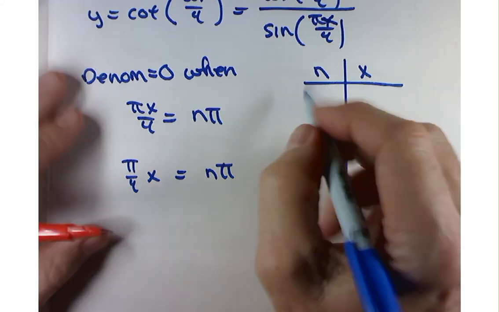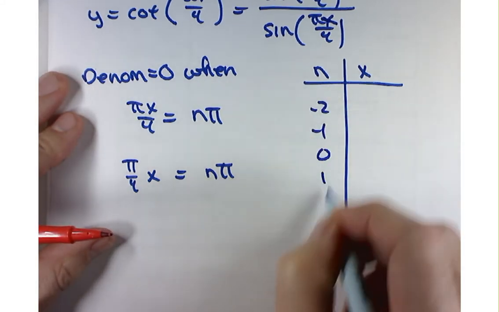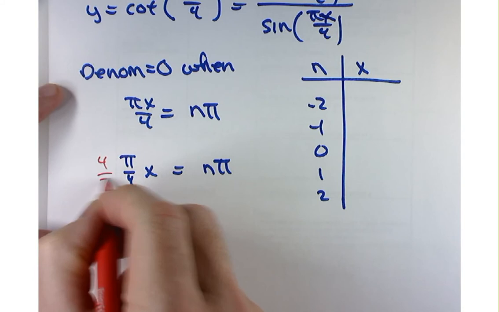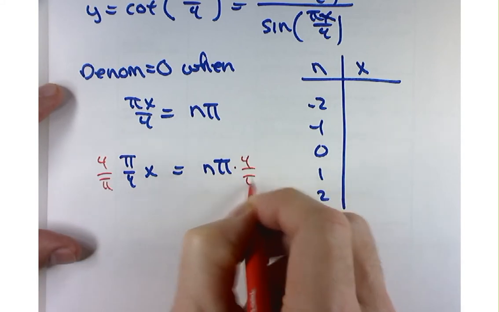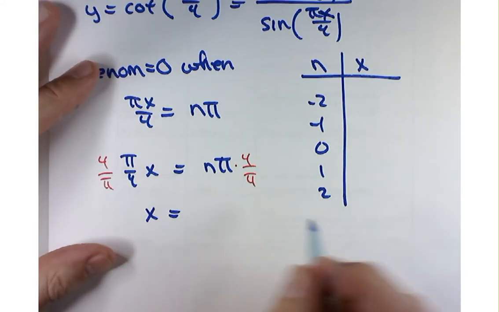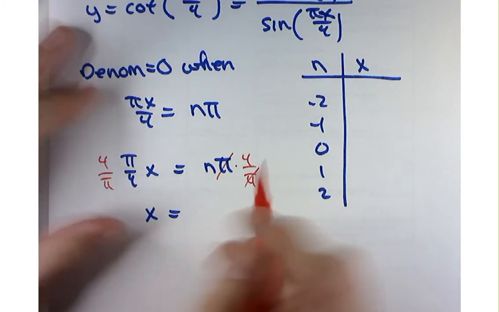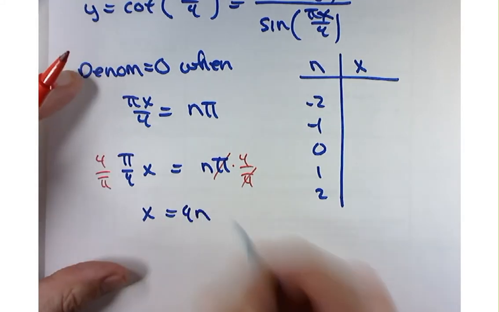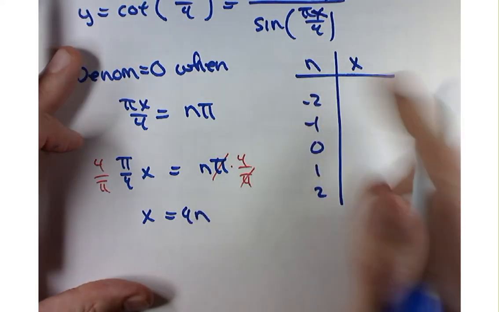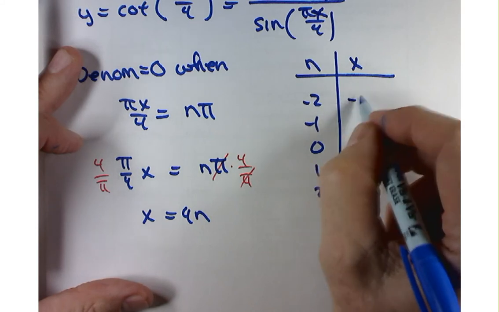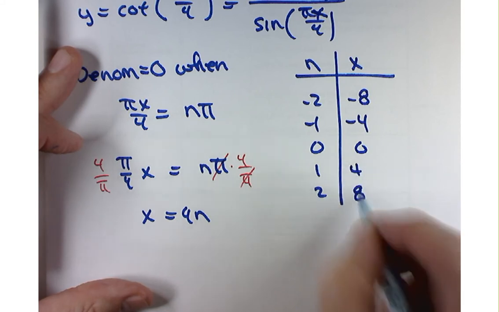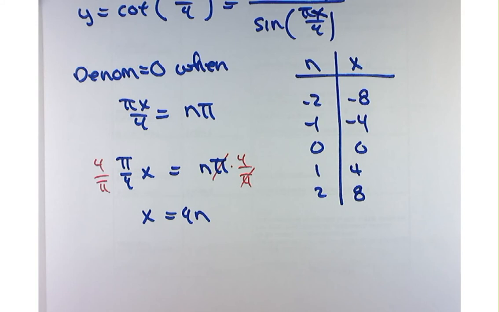One more second here. -2, -1, 0, 1, and 2. Kind of like before, we'll multiply both sides by the reciprocal, which is 4 over pi times 4 over pi. On the left-hand side, everything cancels, leaving you with just 1 times x, or just x. On the right-hand side, units of pi cancel, and then we're left with 4 times n. If you then plug this in over here, -2 times 4 is -8, -4, 0, 4, and 8. Those are going to be your vertical asymptotes.